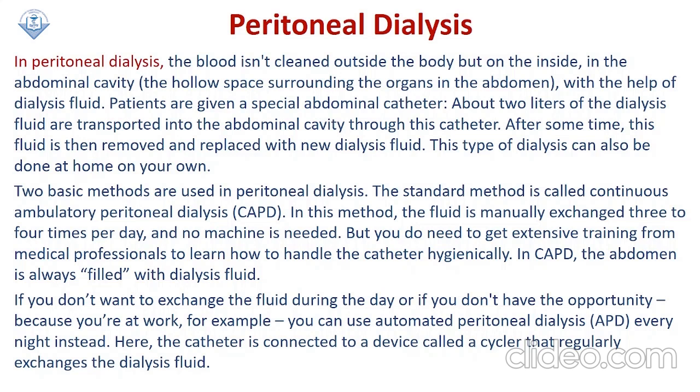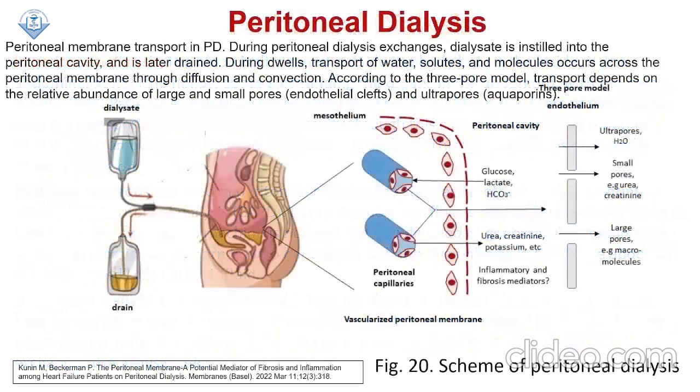Every night instead. Here, the catheter is connected to a device called a cycler that regularly exchanges dialysis fluid. And this is a scheme showing how this works. We can see the abdominal cavity on the slice scheme, and we can see the catheter and fluid, dialysate, which is fluid to clean, and drain, it's finally what is evacuated from the peritoneal area.